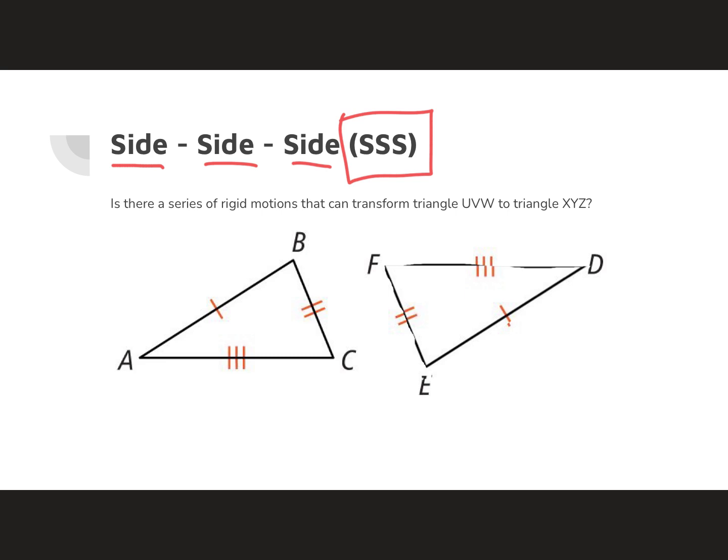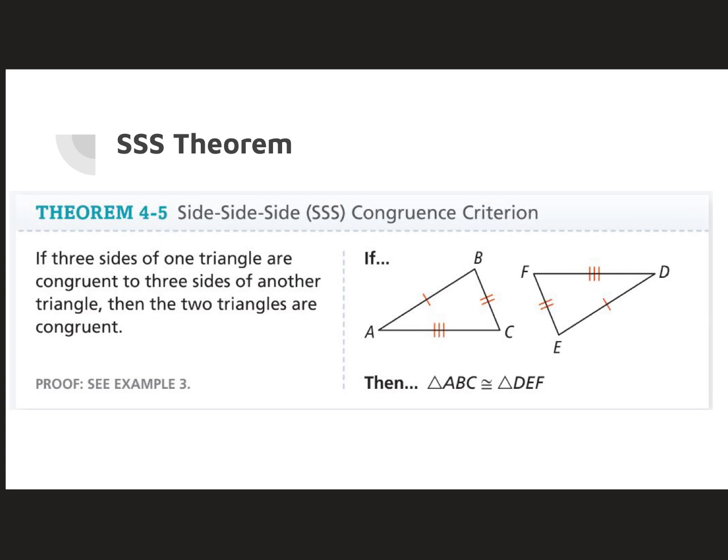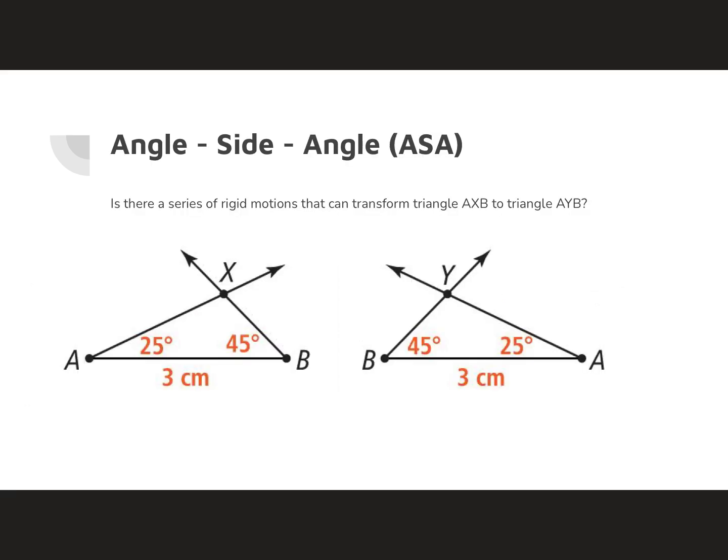So with three sides, you can only make one specific triangle. So let's look at the actual theorem. Again, side, side, side congruence. If the three sides of a triangle are congruent to the three sides of the other triangle, then the two triangles are congruent. It is that simple. So let's look at our next one.